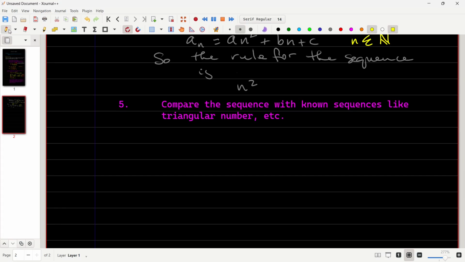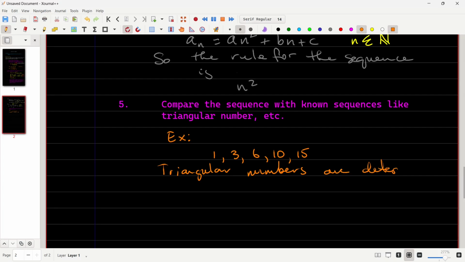And triangular numbers, let's say, for example, I have the numbers 1, 3, 6, 10, and 15. Those are triangular numbers. And triangular numbers are determined by the rule of a n equal to n into n plus 1 all over 2.